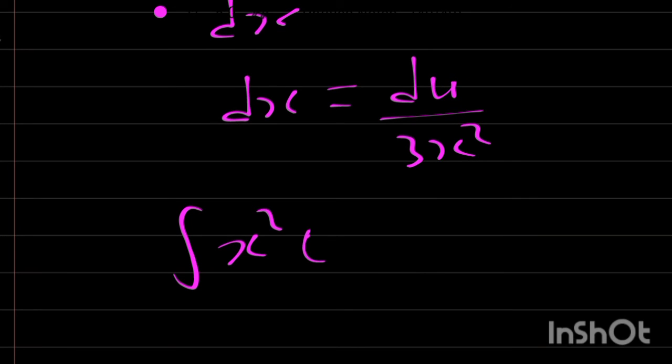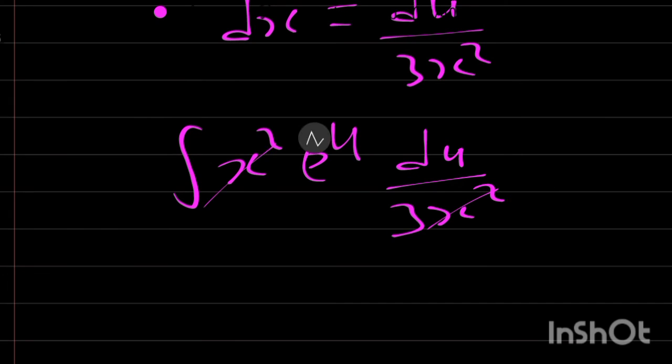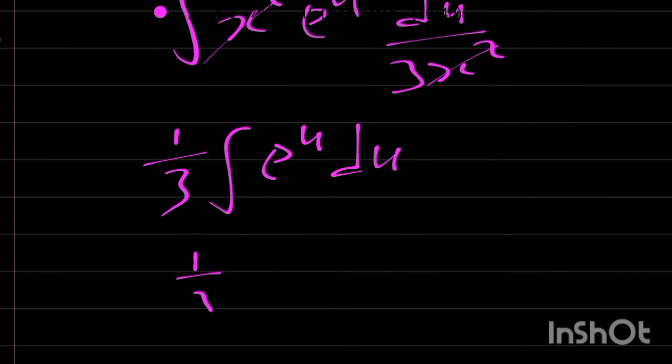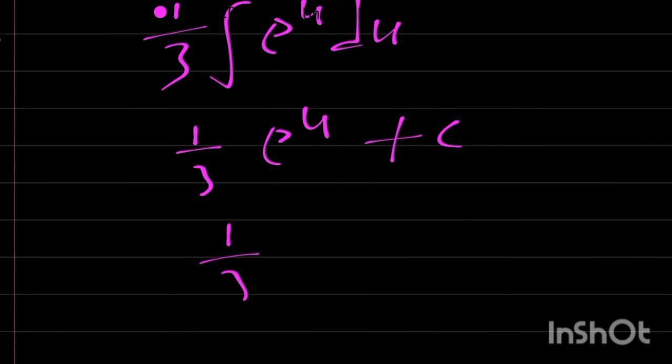Therefore, I'm going to have integration of x squared exponential u, my dx is du over 3x squared. Therefore, the x squared will cancel the x squared. So I have 1 over 3 integration of exponential u with respect to u. So integration of exponential u, u is a single term now, so it's the same thing as exponential u, then plus c. Therefore, my final answer is 1 over 3 exponential x raised to power 3, then plus c.